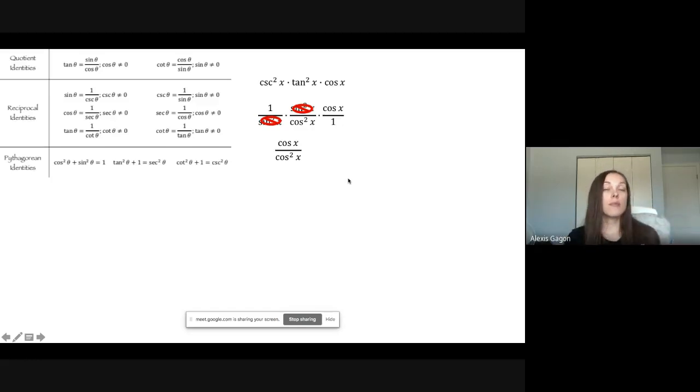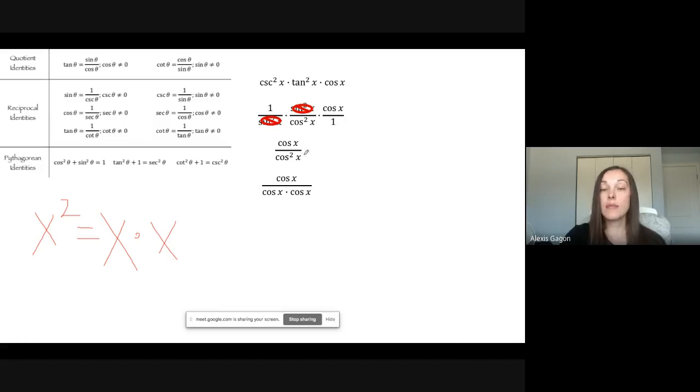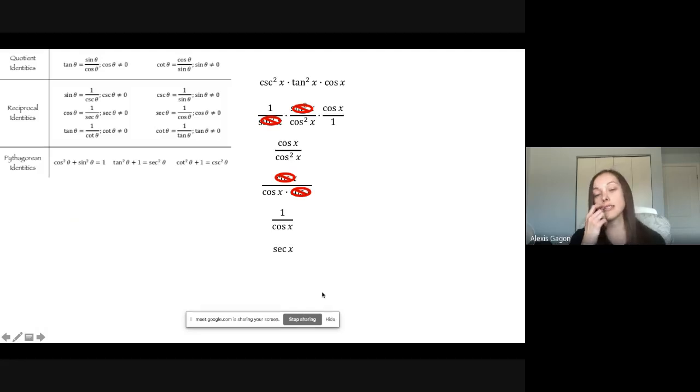A lot of you can probably see this, one of those cosines is going to cancel. But if you can't see that right off the bat, you know this cosine squared is the same as saying that there are 2 cosines. It's the same as if you had an x squared, that's the same as x times x. So that's why we can break this up like that. Then it's really easy to see, oh, one of those cosines is going to cancel. We're left with 1 over cosine of x, which is the same as secant of x.